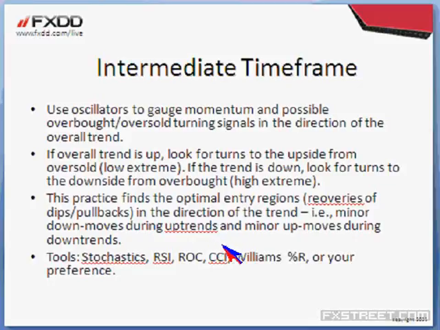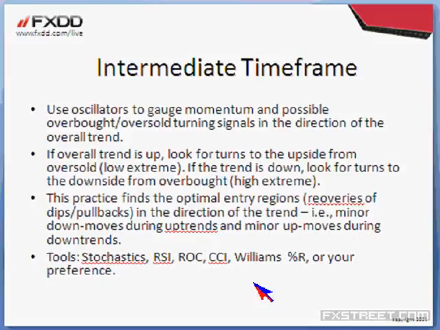Okay, so the tools that you may use: stochastics, RSI, ROC, CCI, Williams percent R, or your preference. I tend to use slow stochastics, and I'll give you my settings in a second that tend to work very well. Actually, it's just 14, 3, 3 on the slow stochastics. But you could also use RSI, the relative strength index, or the ROC, rate of change, CCI, commodity channel index, or Williams percent R, which is basically fast stochastics. Any bounded oscillator can work well for this.